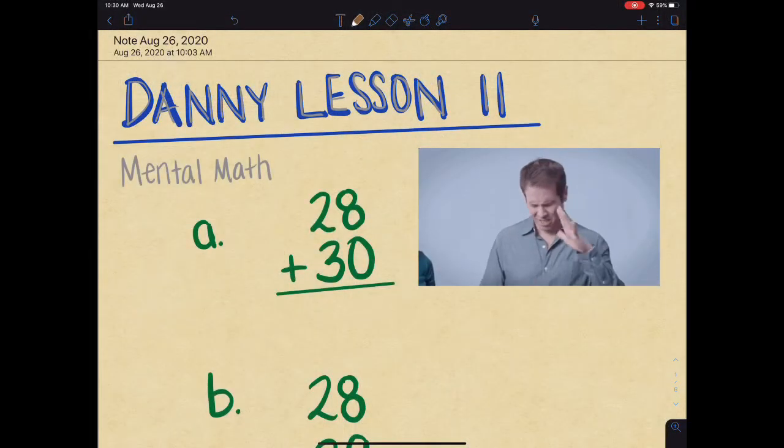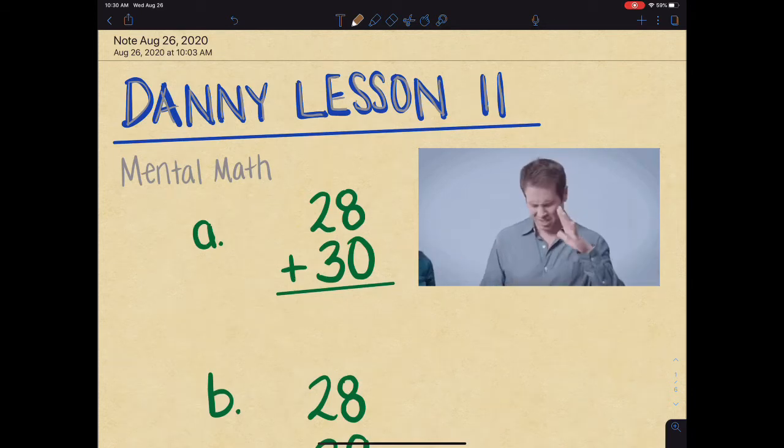Alrighty, hi Danny. We are doing lesson 11 today, and hopefully you just finished your 100 addition facts, so good job doing that. And we are going to continue on with mental math. And remember, in the past, what you've been doing is adding 10 to a number, and then when you add 9 to a number, you realize that 9 is 1 less than 10, and so then you can just subtract 1 from the answer that you get when you add 10.